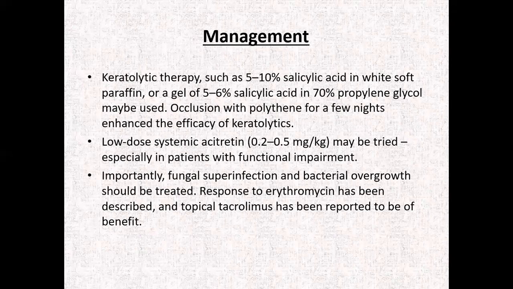Management. The keratolytic therapy by 5 to 10% salicylic acid in WSP or gel form, with 5 to 6% salicylic acid in propylene glycol 70%. If it is given under polythene occlusion, then the keratolytics work more. Low dose systemic acitretin may be tried, especially in patients with functional impairment. If the patient has superadded fungal or bacterial overgrowth, then we will treat accordingly with erythromycin or with antifungals. Topical tacrolimus may be beneficial in some cases.